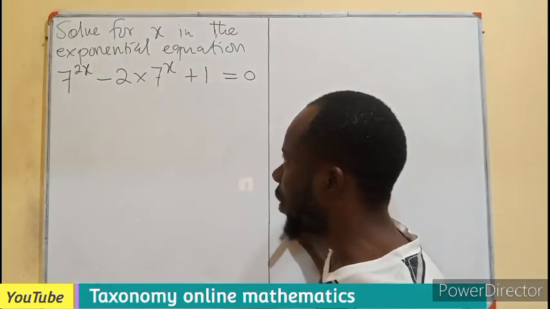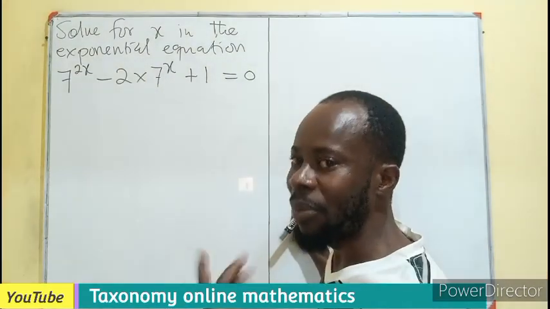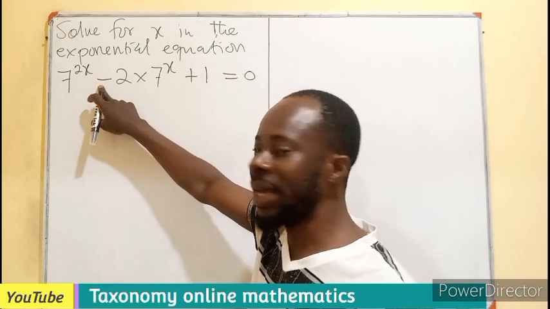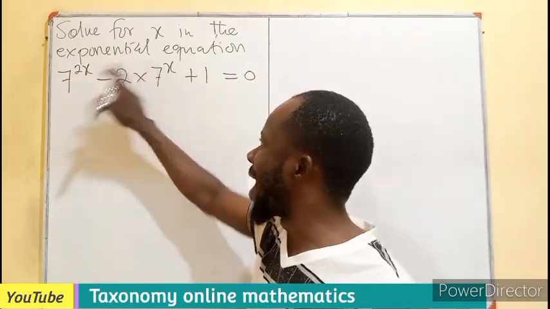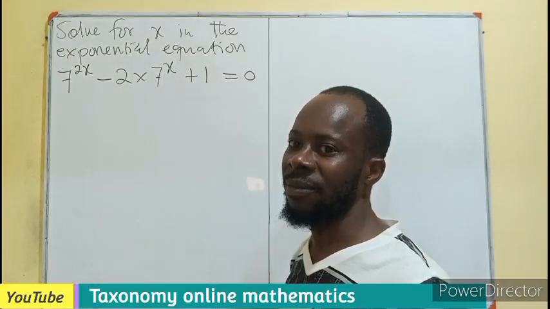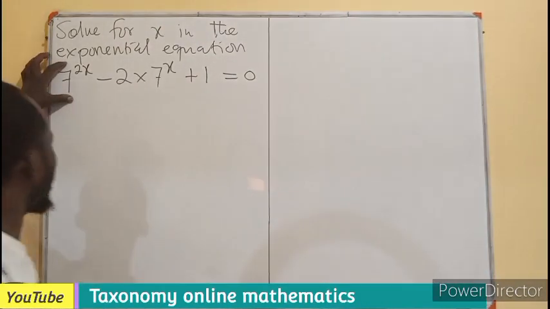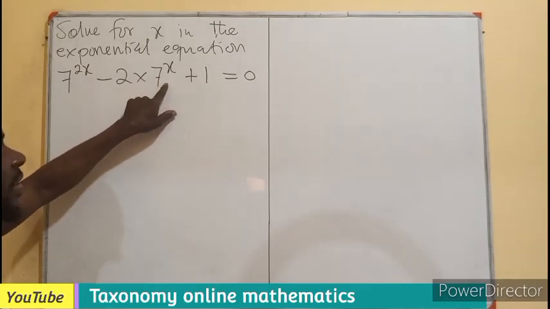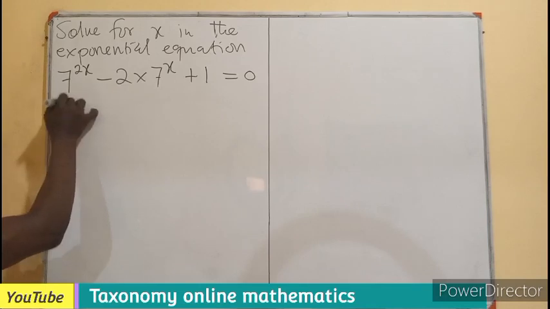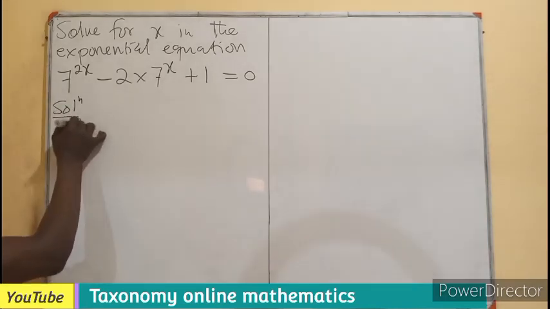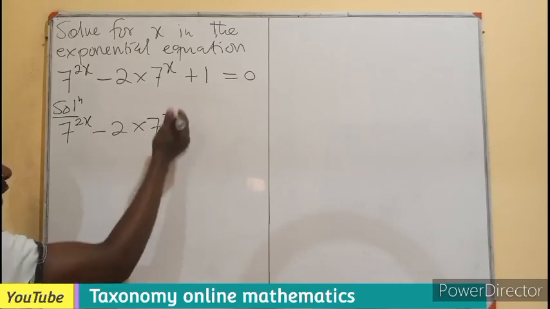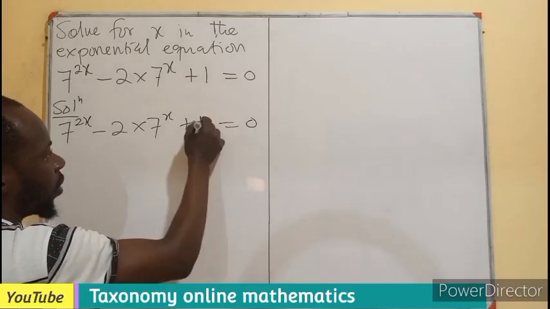Alright, so here we can employ the properties of indices. If we were to have a multiplication here, we'd be thinking of adding the exponents, but we have a minus, and 2 is multiplying this. So let's rewrite the equation so that we can see 7 to the x in this also. So this becomes 7 to the 2x minus 2 times 7 to the x, that is the exponent, plus 1 equals 0.